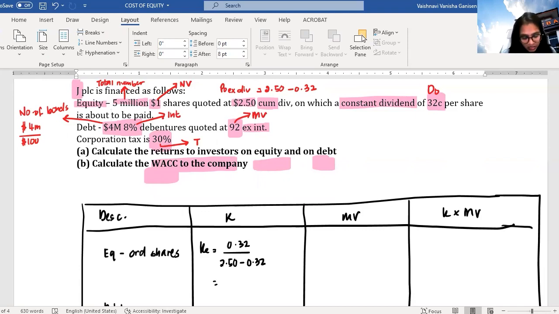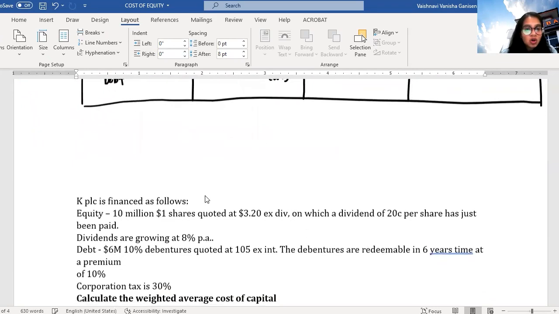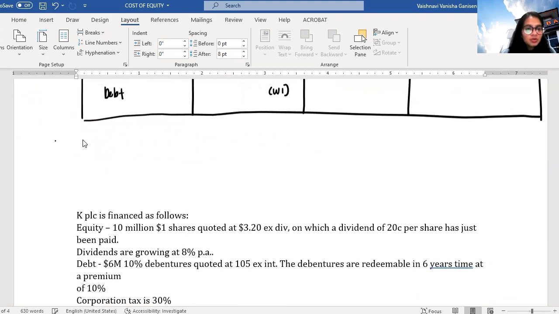So my KE is 14.68%. Now, guys, here I need to do a separate working, because it's too long and it will look messy if I do it up there. So, working one, KD: year, cash flow, discount factor at 5%, PV, discount factor at 10%, PV.